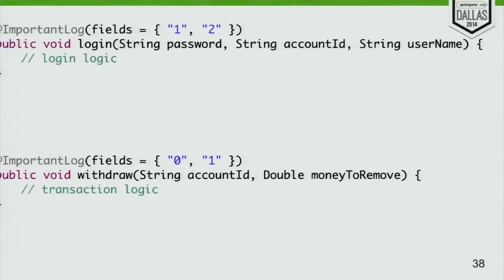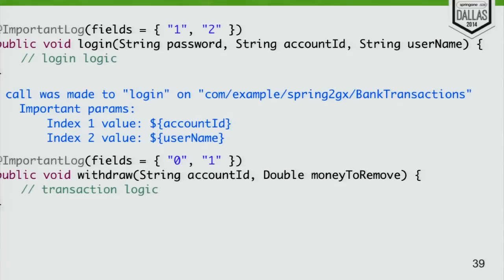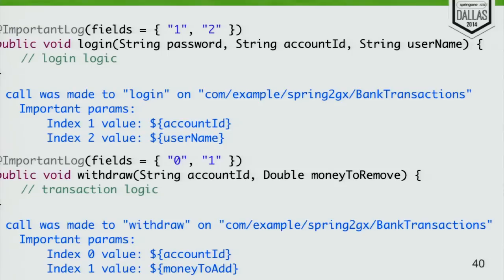Then ideally, our audit log will contain something like this. A call was made to login on bank transactions with our important parameters, our account ID and our username. And something similar for withdrawal. A call was made to withdraw on bank transactions with our designated important parameters.